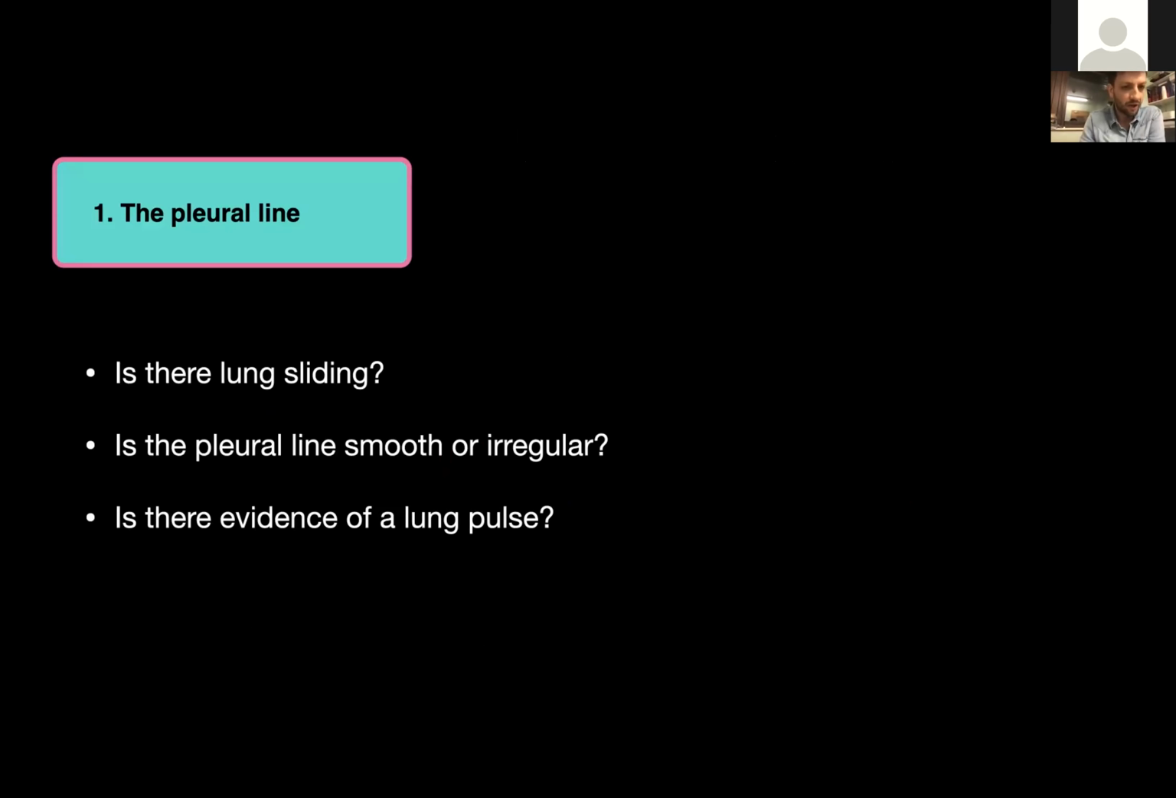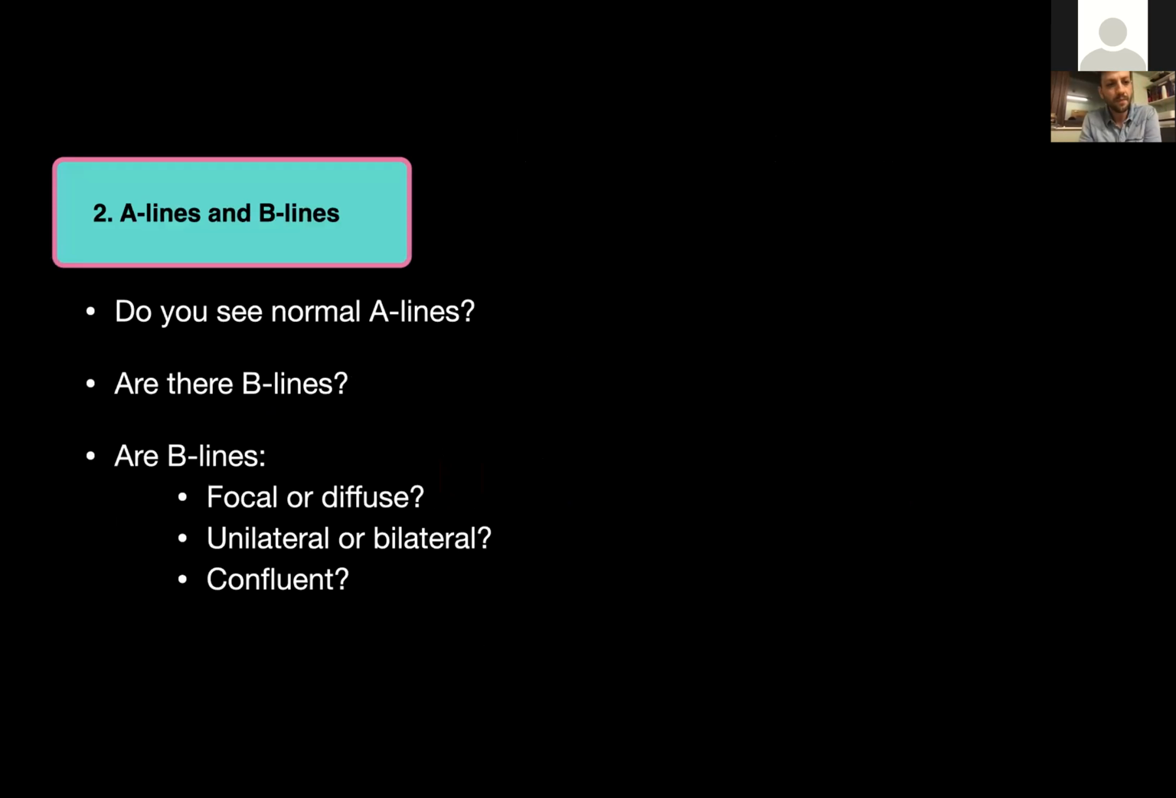So you'll start by looking at that pleural line. Is there lung sliding? Is that line smooth or irregular? And you might think about whether there's a lung pulse, and we may talk about the lung pulse towards the end. And then once you've decided whether there's some lung sliding and whether that pleural line looks smooth or irregular, you're going to look for some A lines. And if there are no A lines, have they been eradicated by B lines? And if there are B lines, are they focal, diffuse, unilateral, bilateral?